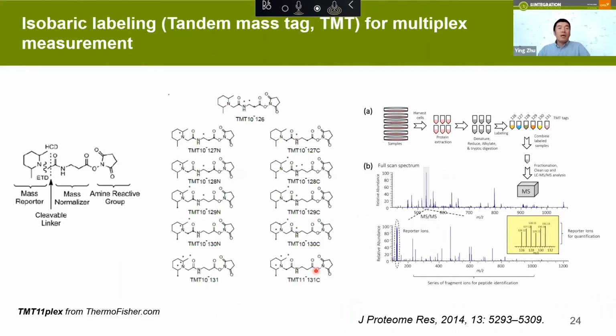Isobaric labeling is a technology to increase the throughput of proteome analysis. It's a reagent introduced by Thermo Fisher and is commercially available. The beauty of this reagent is that it has a lot of different tags. The MS1 is completely the same, but you can see the star is the heavy labeled isotope of nitrogen. It will change the location of the heavy labeled element to a different position in the normalized mass reporter.